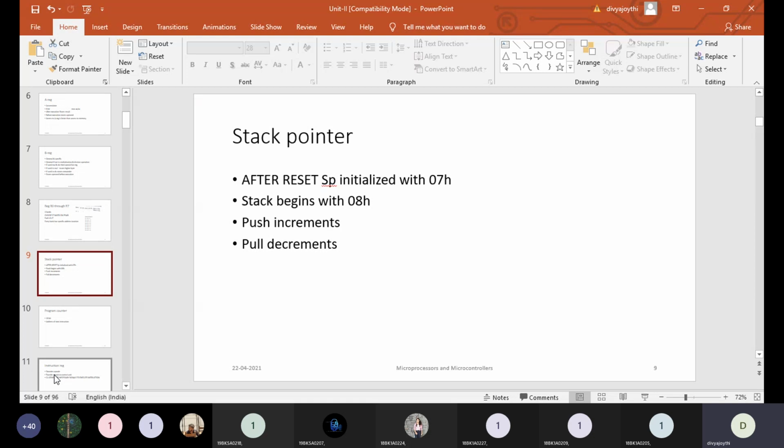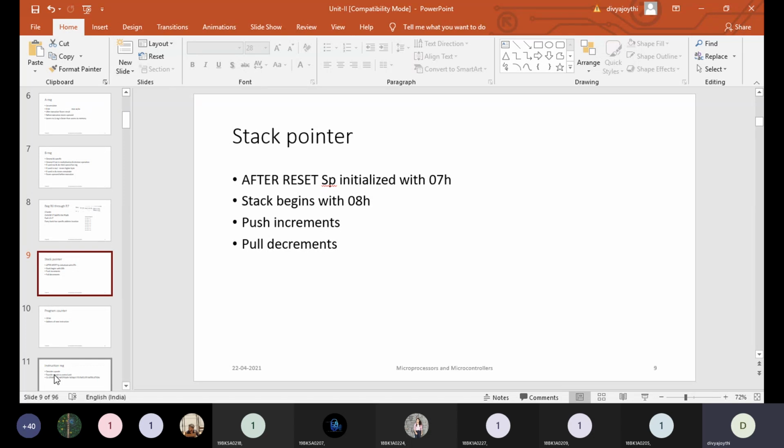Soon after the reset operation, stack pointer has a default value, and that default value is 07. If stack pointer is carrying 07, then stack will carry 08. You can remember it this way: if stack pointer is carrying a value of x, then stack will carry a value of x plus 1. And these values are predefined. We can't change those values.